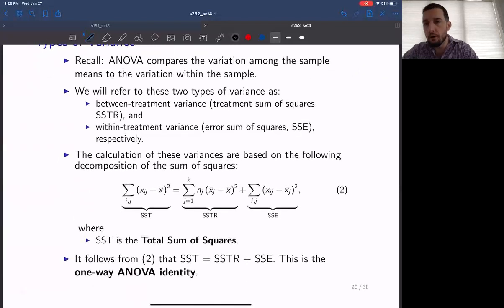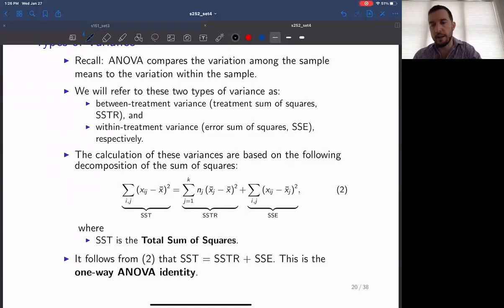So the ANOVA procedure is based off of the idea that we can compare variation to make a decision about whether or not means are different. The two kinds of variation that we will compare are called the between treatment variance and the within treatment variance. In the context of the ANOVA hypothesis test, these will appear as what are called mean squared treatment and sum of squared treatment.